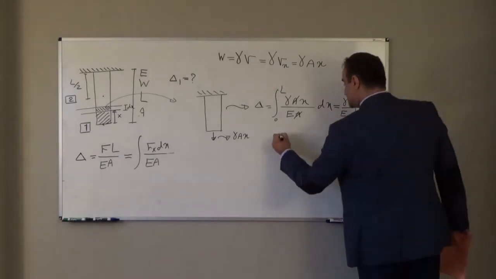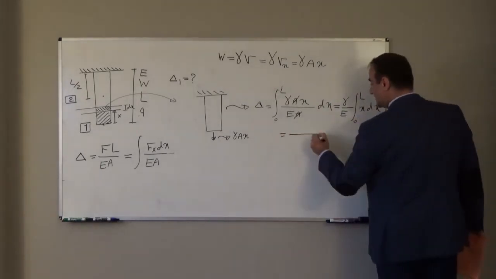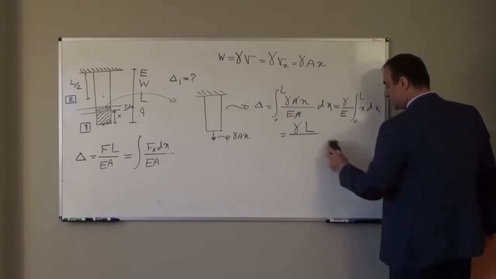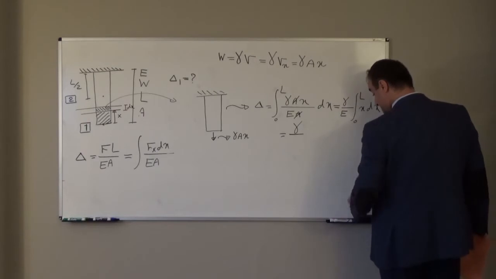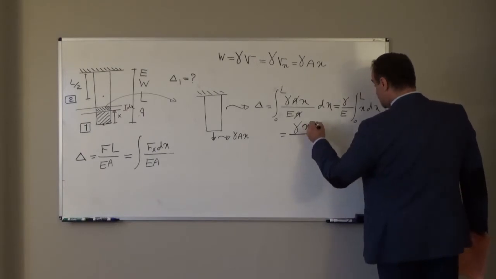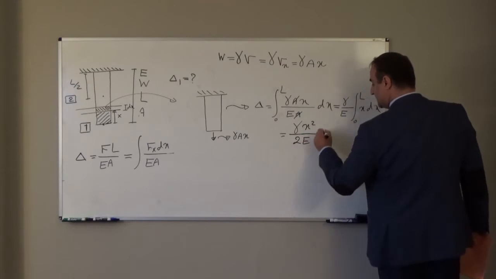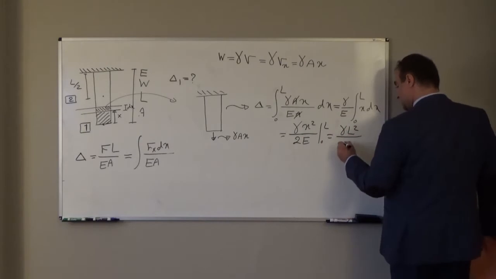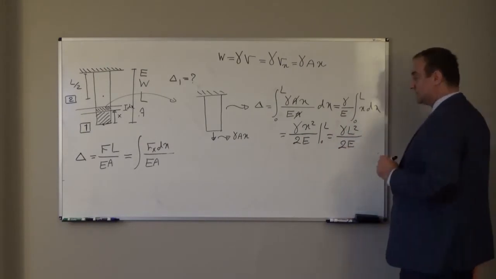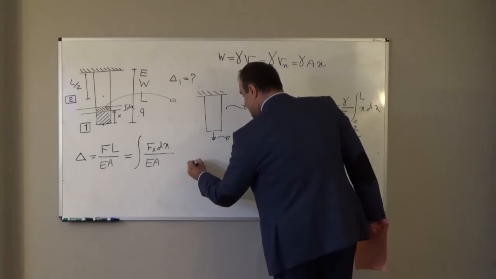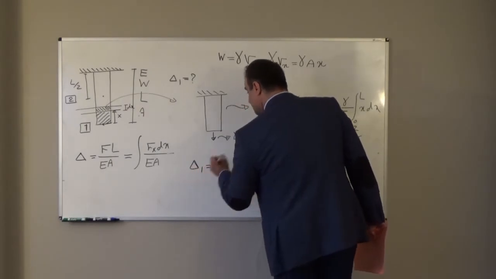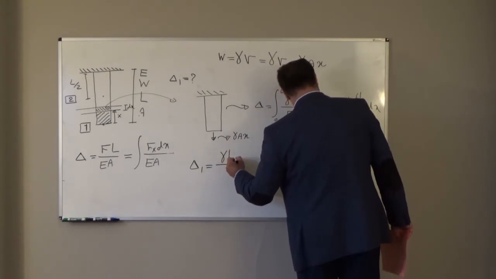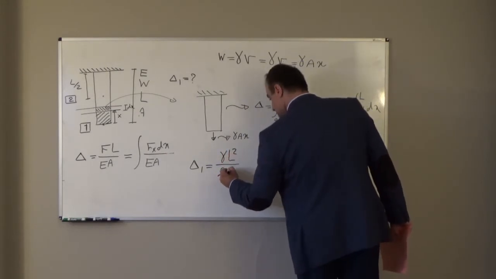If I integrate this, it is very simple. I write all the steps. It will be gamma x squared over 2E from 0 to L. This will be gamma L squared over 2E. So the delta for point 1, the entire deformation, will be gamma L squared over 2E.